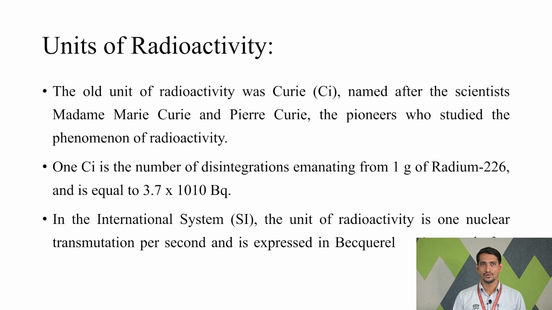There is a unit of measurement of radioactivity. The old unit of radioactivity was the Curie, named after Madame Marie Curie and Pierre Curie, the pioneers who studied the phenomenon of radioactivity. 1 Curie is the number of disintegrations emanating from 1 gram of radium-226 and is equal to 3.7 × 10^10 becquerel. So what is becquerel? In the international system, the unit of radioactivity is 1 nuclear transmutation per second and is expressed in becquerel, named after the scientist Henri Becquerel.